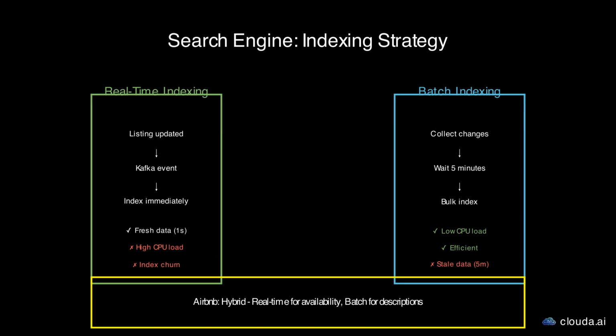Airbnb uses a hybrid approach. Availability updates are indexed in real time because users need accurate availability when booking. Description changes, photos, and reviews are batch indexed every 5 minutes since slight staleness is acceptable. This balances freshness with cost efficiency.